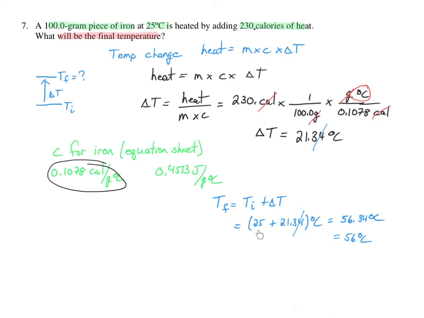When we look at our sig figs, we note we can only go to the ones place. Here we can go out to the tenths, but our initial temperature is only good to the ones place, so we stop there.